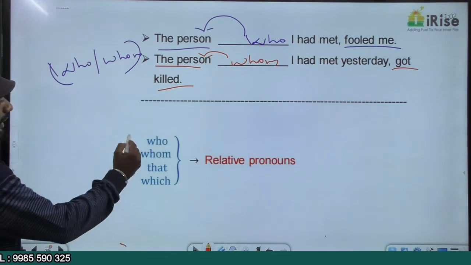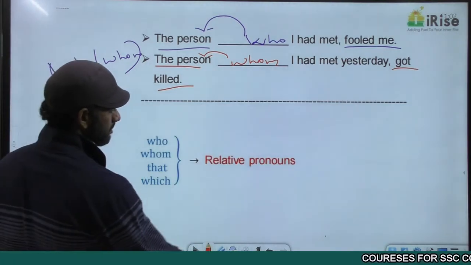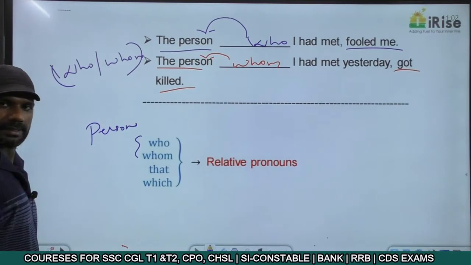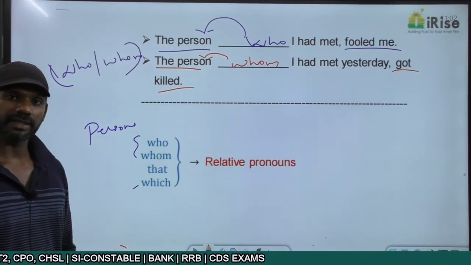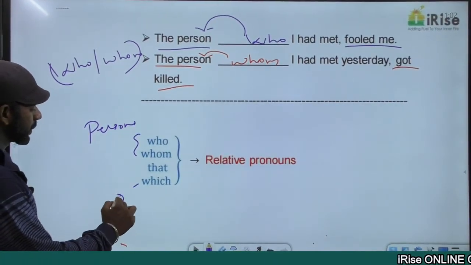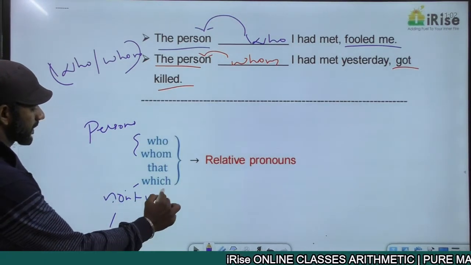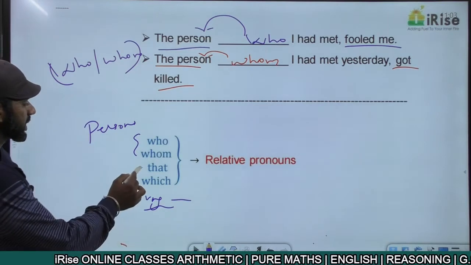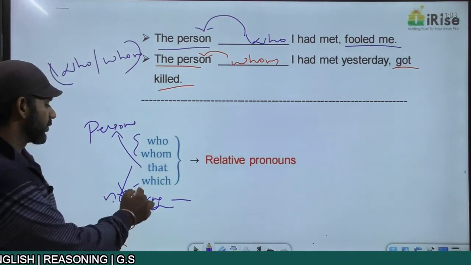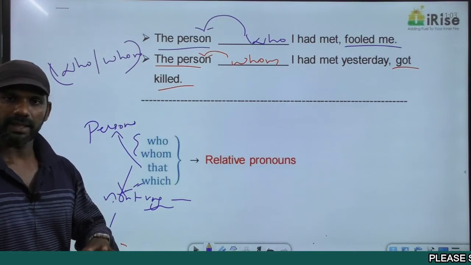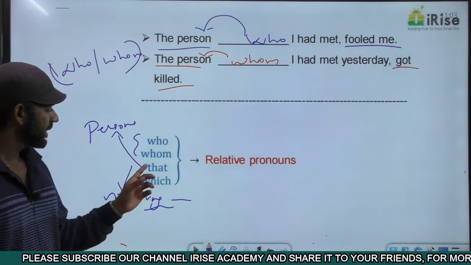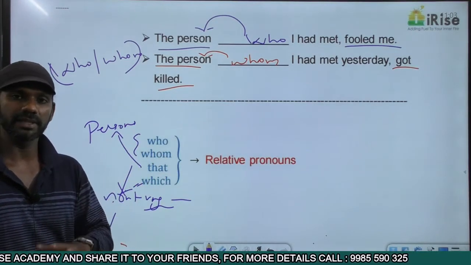Now, as you know, who and whom are used to refer to persons. Which can be used to refer to everything except persons. I mean, this can be used for animals, birds, non-living things. That can be used to refer to persons, non-living things, animals, birds, in fact, everything. So who and whom can be used to refer to persons, which can be used to refer to everything except persons, and that can be used to refer to everything.